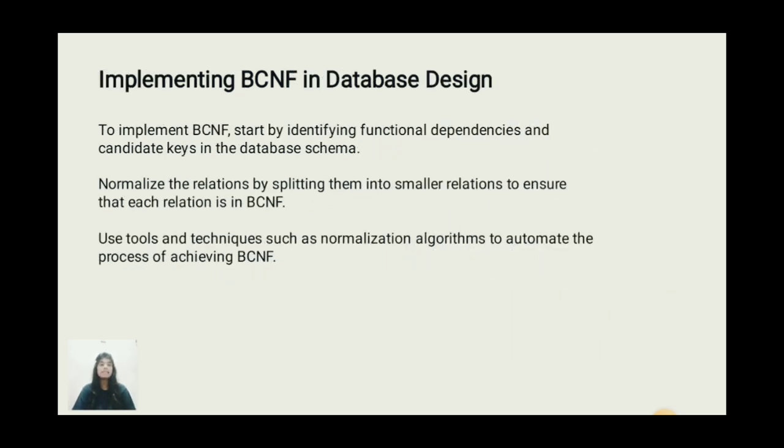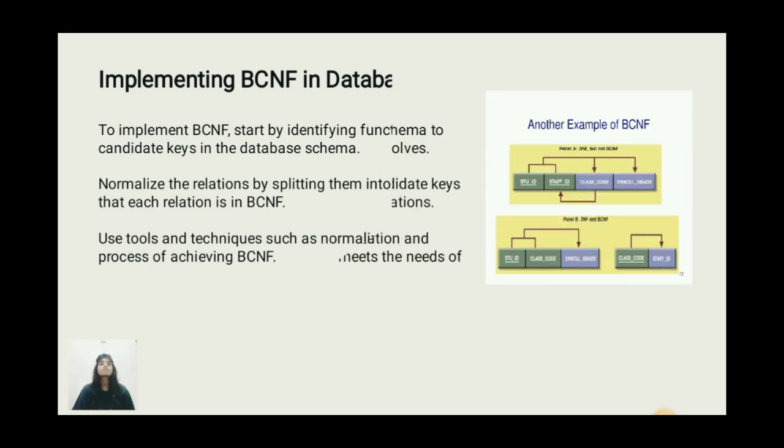Implementing BCNF in database design. To implement BCNF, start by identifying functional dependencies and candidate keys in the database schema. Normalize the relations by splitting them into smaller relations to ensure that each relation is in BCNF. Use tools and techniques such as normalization algorithms to automate the process of achieving BCNF.